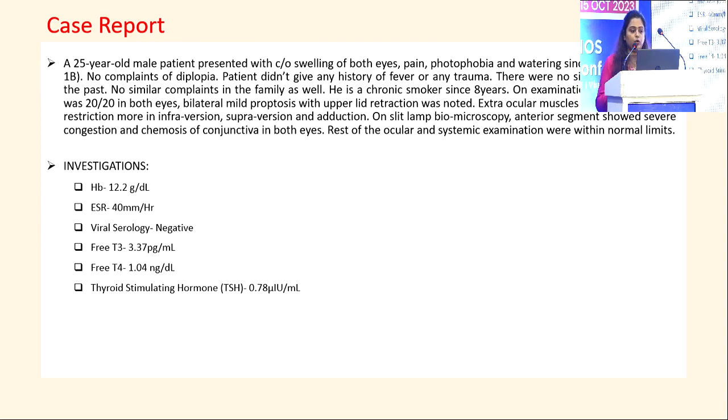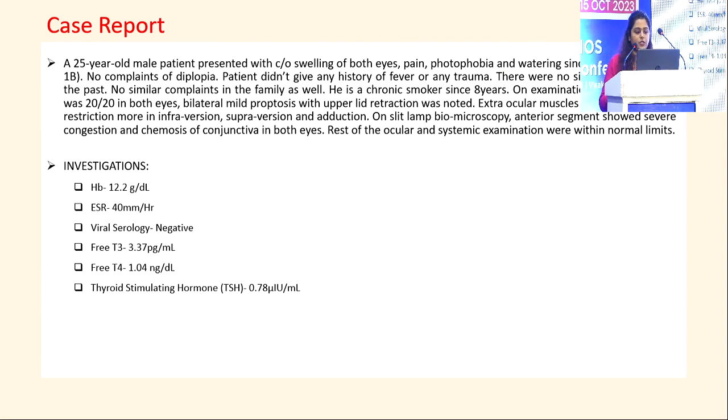The case report is a 25-year-old male presented with complaints of swelling of both eyes, pain, photophobia and watering since 3 days. There was no complaint of diplopia. The patient did not give any history of fever or any trauma. There were no similar complaints in the past, no similar complaints in the family as well. He's a chronic smoker since 8 years.